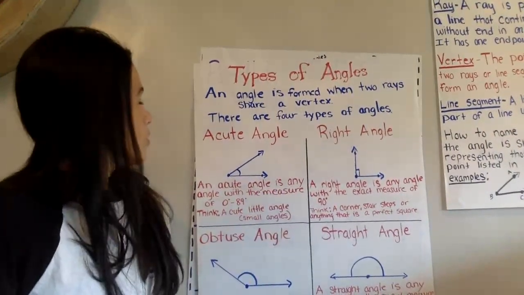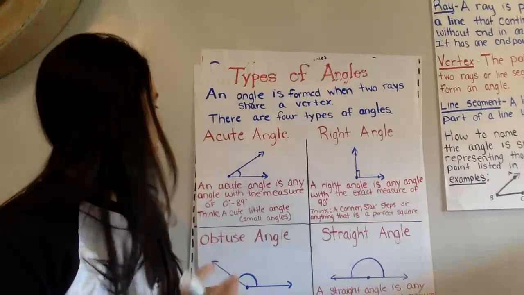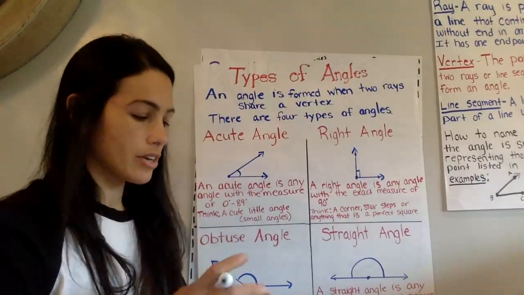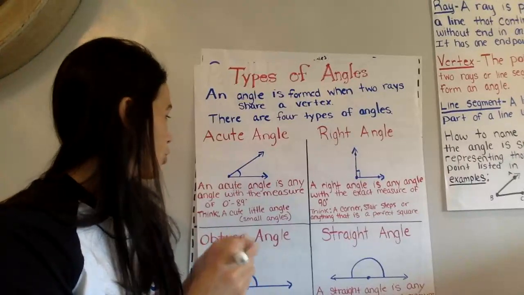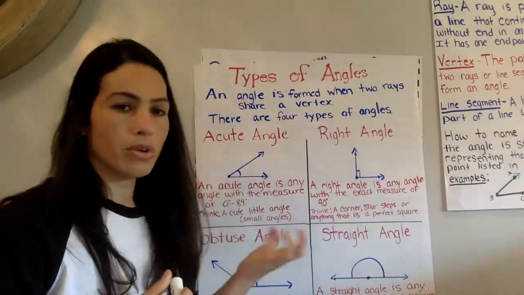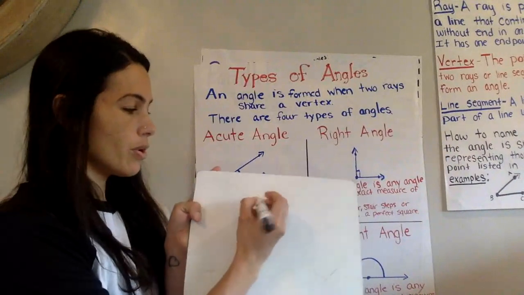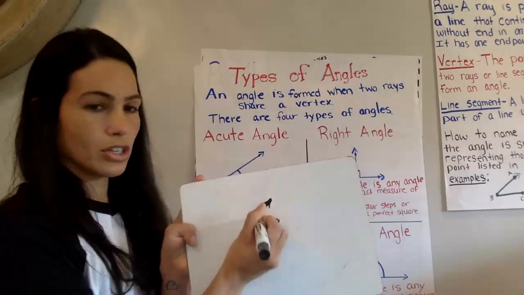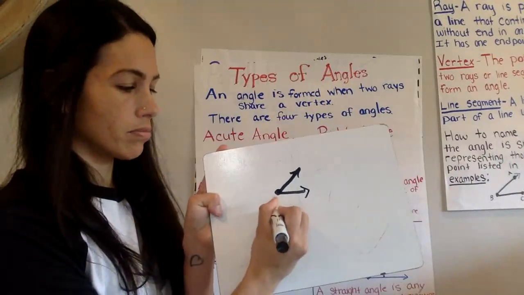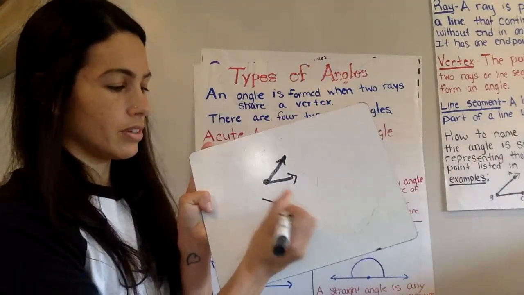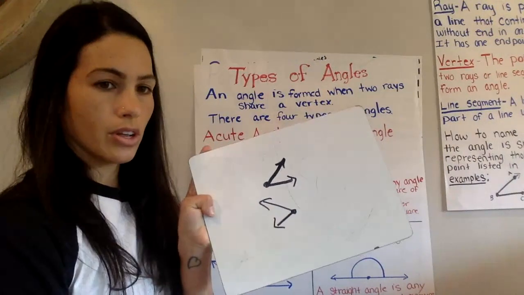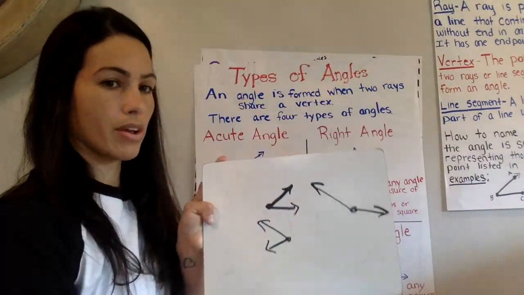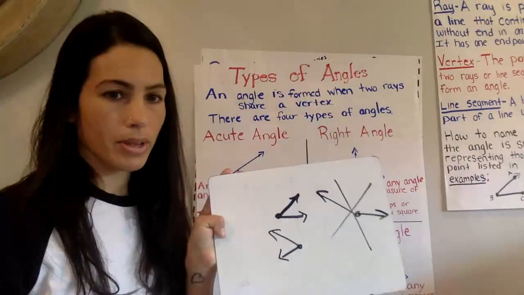So you learned first acute angle. An acute angle is any angle with the measure of 0 to 89 degrees. And I said, remember, think cute. The word cute is in acute. So cute, like little angles. So an acute angle means the two rays are closer together, like this. So this would be an acute angle.